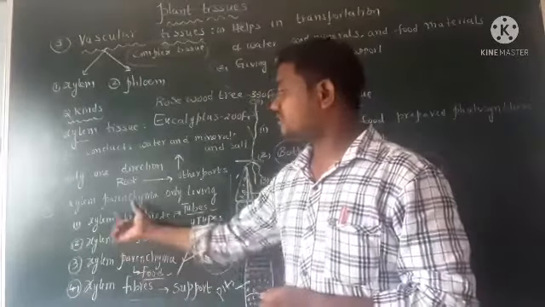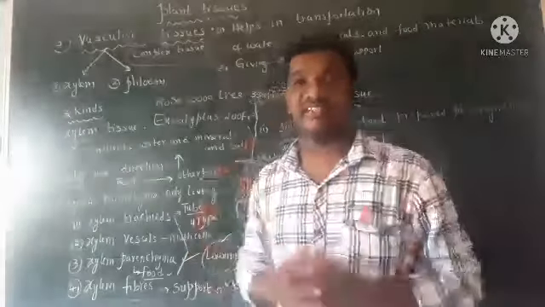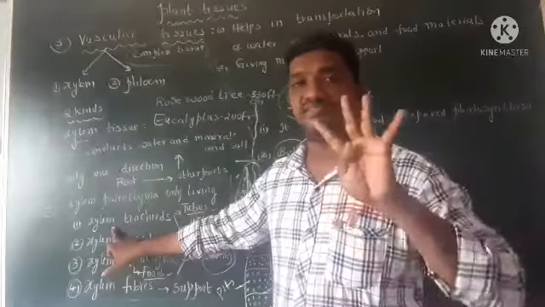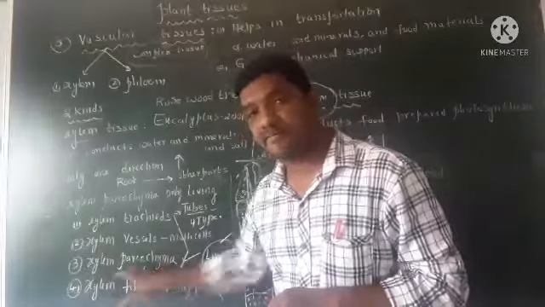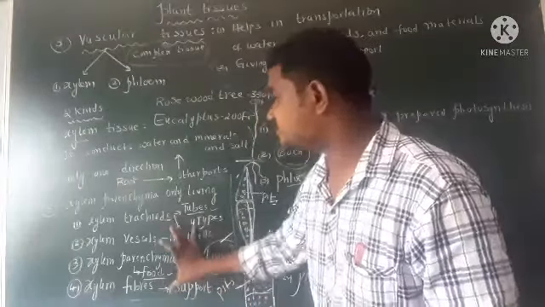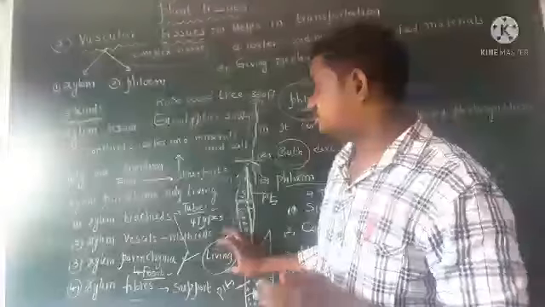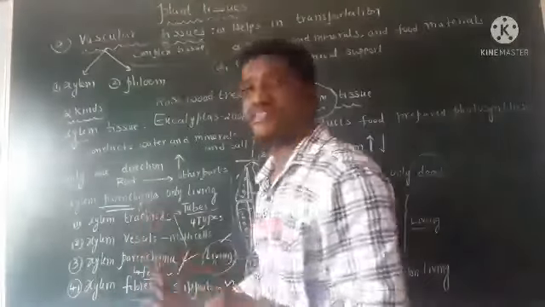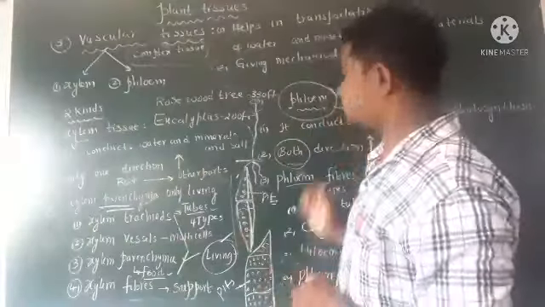Third, xylem parenchyma is the only living tissue; all the remaining cells are dead. There are four kinds of cells in xylem tissues: xylem tracheids, xylem vessels, xylem parenchyma, and xylem fibers. Among these four kinds of cells, only xylem parenchyma is living. The remaining cells are dead. This is about xylem. What about phloem tissues?